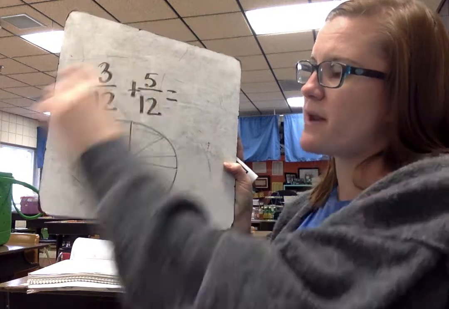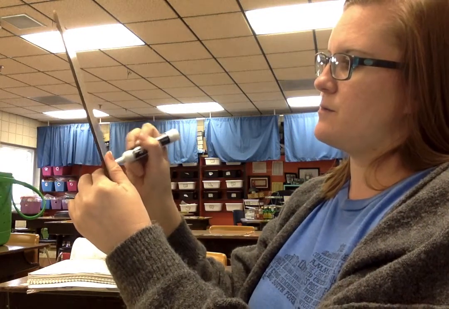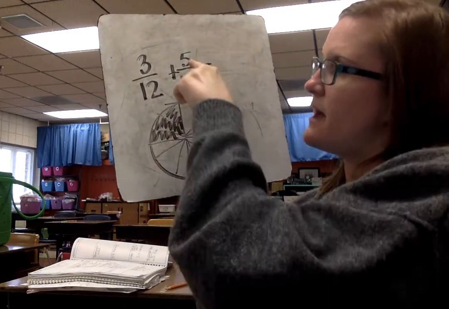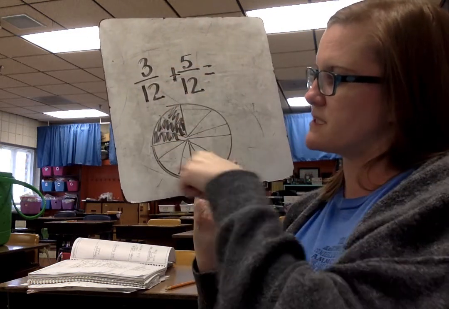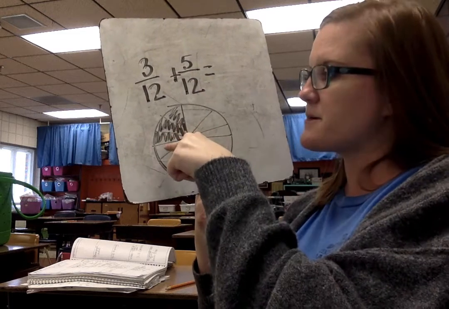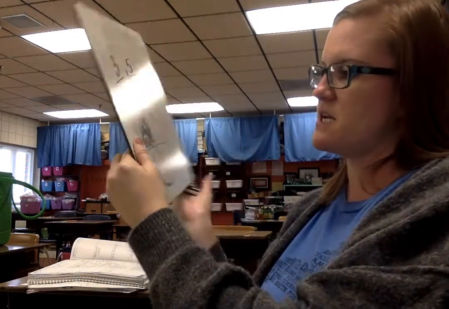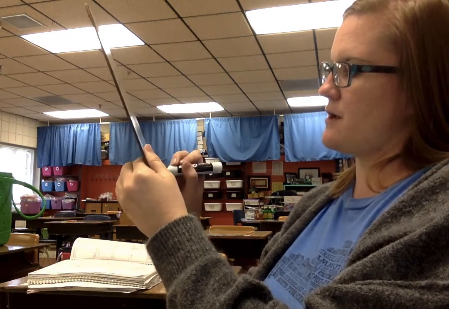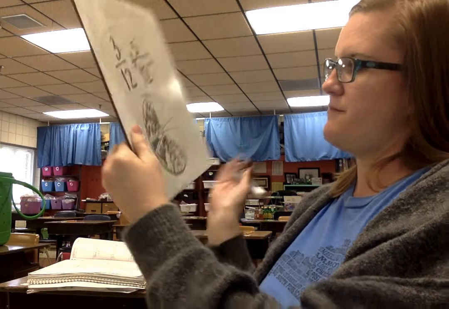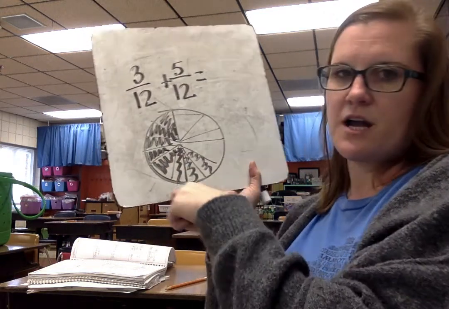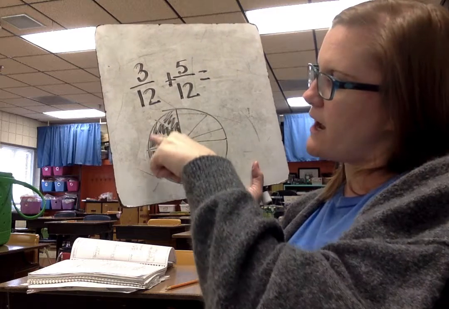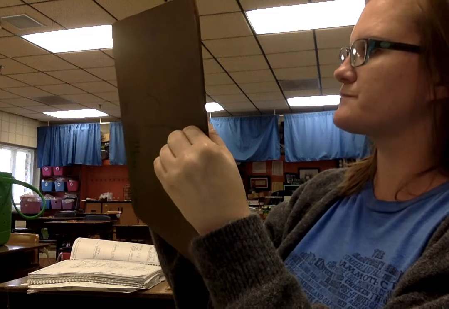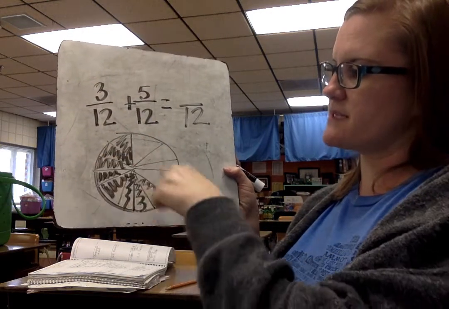So 3/12, I'm going to add 3, 1, 2, 3. So I have 3/12, and now I'm adding 5/12. So I still have 12 in this whole. I'm just going to show 5 that are shaded. 1, 2, 3, 4, 5. So I just added 5 more to the whole. So now I look and I have 12 pieces still in that circle making the whole, and I have 8 pieces that are shaded.